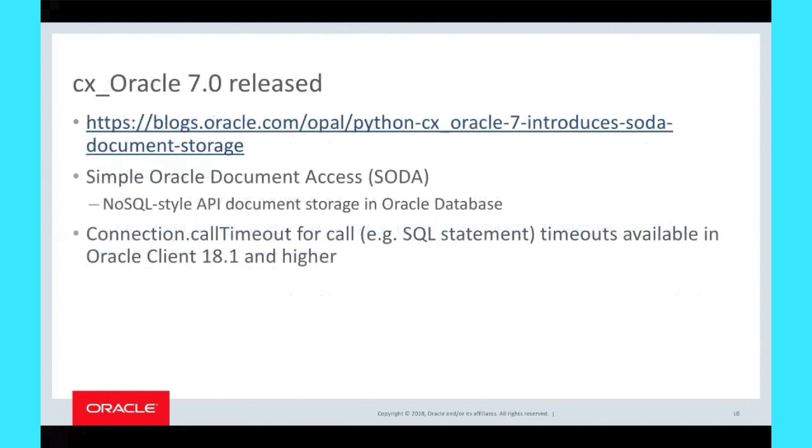Actually, there's one more after this, but I'll go through this really quickly, and then Anthony was going to go through some examples. Are you not, Anthony? So the big thing that we had recently is that the cxOracle version 7.0 was released, and the two main features, amongst many, if you want to go and check the release notes, there's simple Oracle document access, and I'll leave it to Anthony to explain what that does.